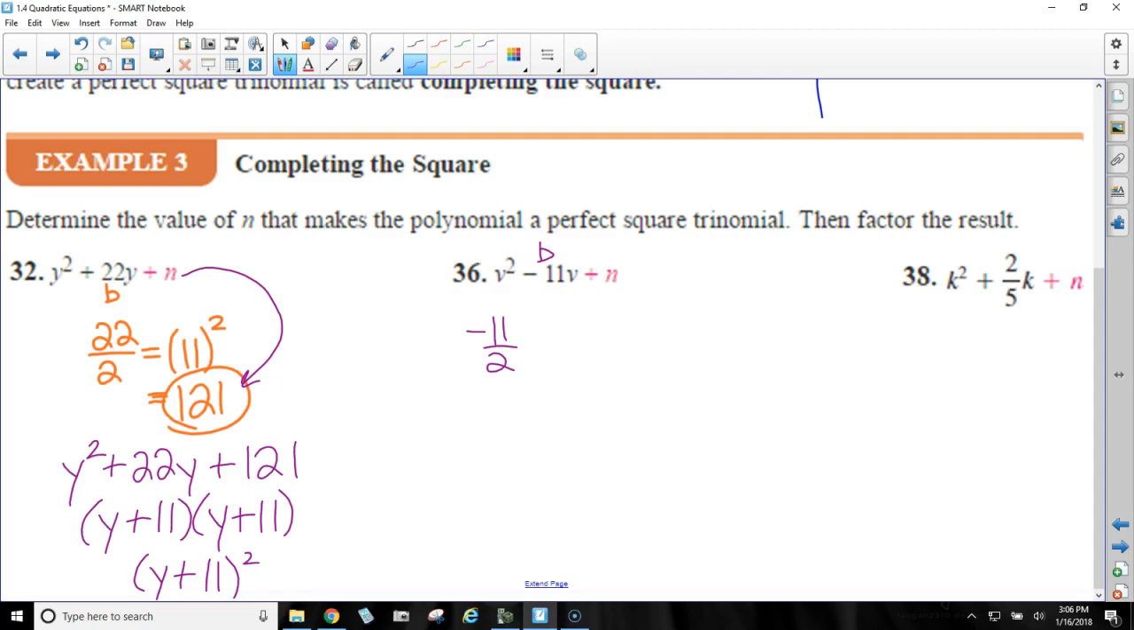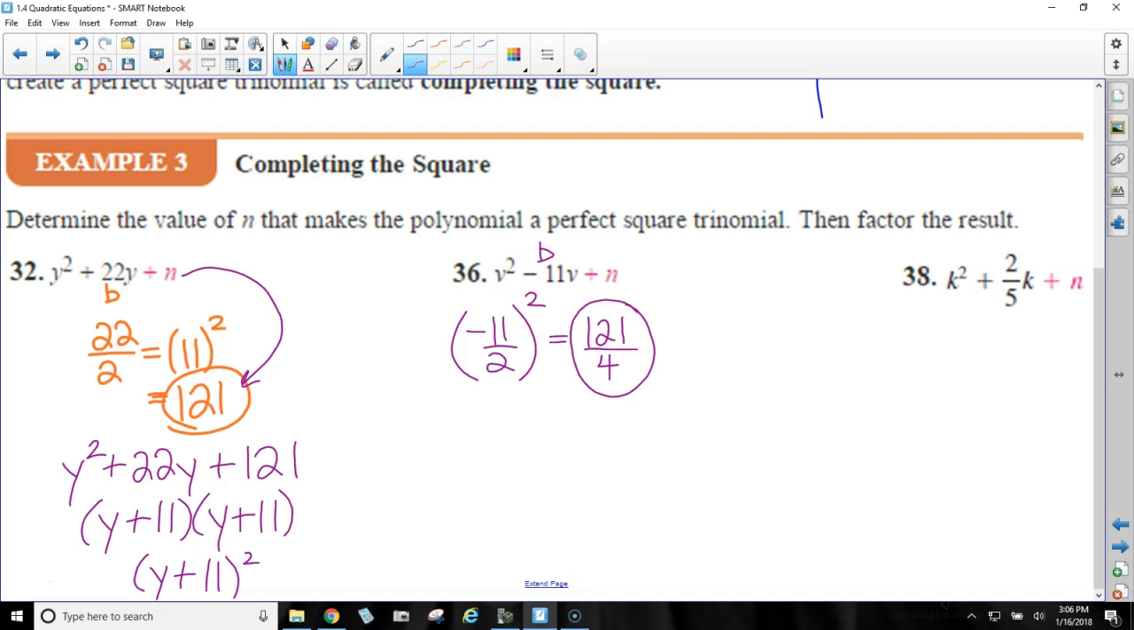Taking half of something is the same thing as dividing by 2. Then step 2 is to square that. So negative 11 squared is going to be positive 121 over 2 squared, which is 4. You square the top and square the bottom is how we square a fraction. So that is the thing that's going to make this factor all nice and neat on number 36.